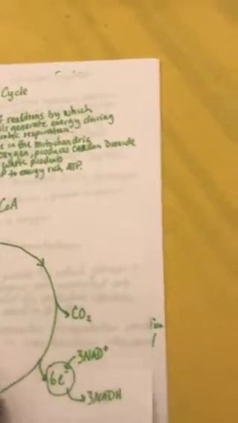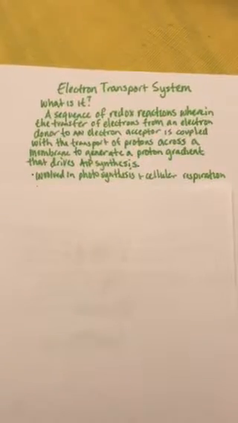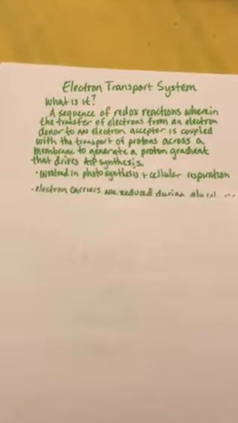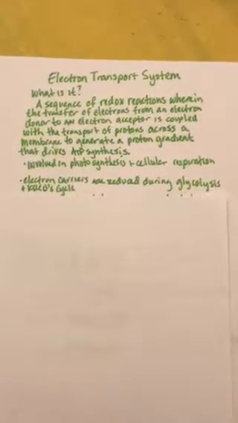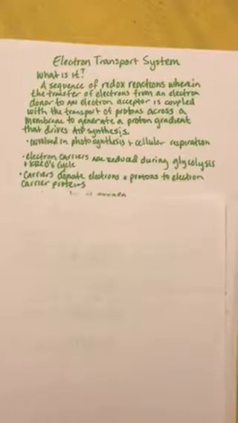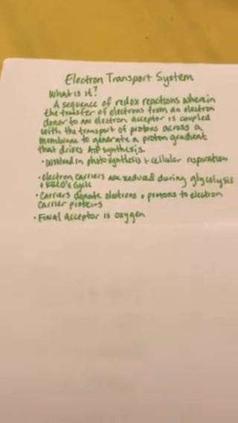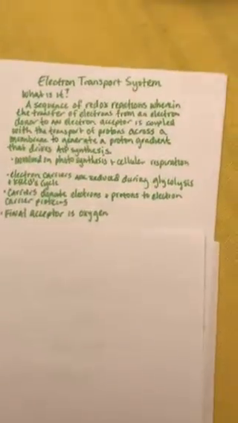The next thing I'd like to go over is the electron transport system. The electron transport system is a sequence of redox reactions wherein the transfer of electrons from an electron donor to an electron acceptor is coupled with the transport of protons across the membrane to generate a proton gradient that drives ATP synthesis. It is involved in both photosynthesis and cellular respiration, and electron carriers are reduced during glycolysis and the Krebs cycle. The carriers donate electrons and protons to electron carrier proteins, and the final acceptor in this system is oxygen, which will eventually come to create water.